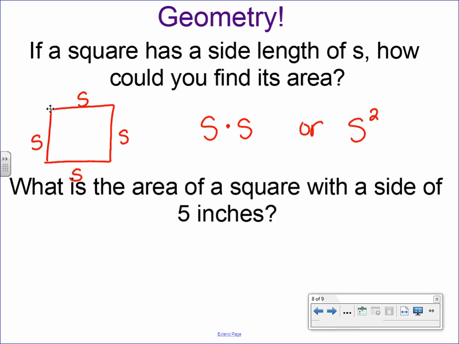So what's the area of a square that has a side of 5? 5 times 5, or 5 squared? 25. Perfect. This is what your homework's going to look like tonight. Do you have any questions? Evaluating expressions.